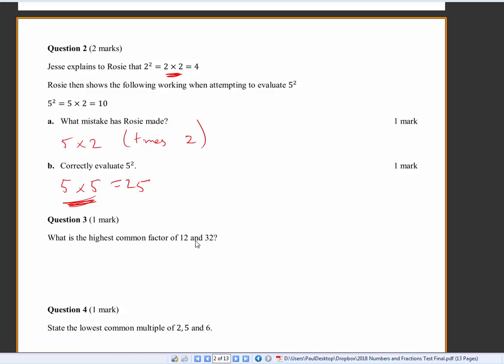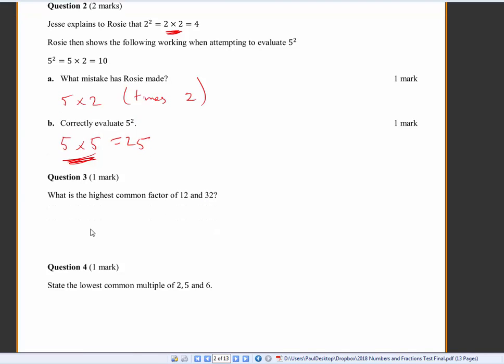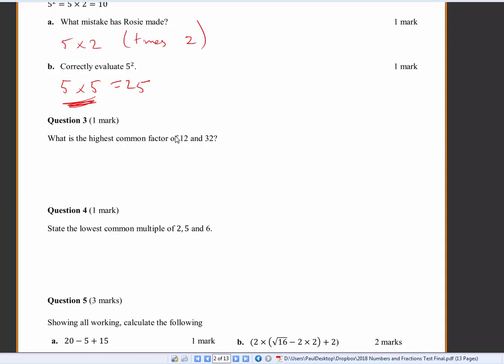Okay, highest common factor of 12 and 32. I've got a lot of students writing 2 down for this one, but the best way to do it is to quickly go through all of the factors. So 1 times 12, 2 times 6, 3 times 4. So they are the factors of 12: 1, 2, 3, 4, 6 and 12. Now let's do 32. 1 times 32, 2 times 16, 4 times 8, and that's it. So these are the factors of 32. We can see here that 4 is the one that comes out as the highest common factor, the one that they have in common. So therefore 4 is the HCF.